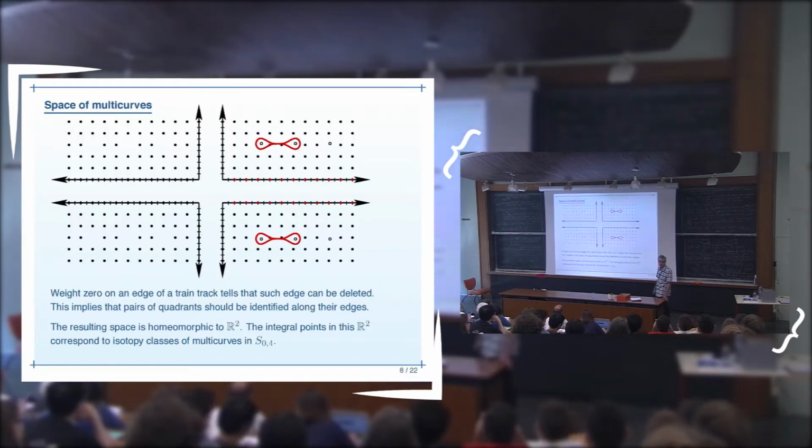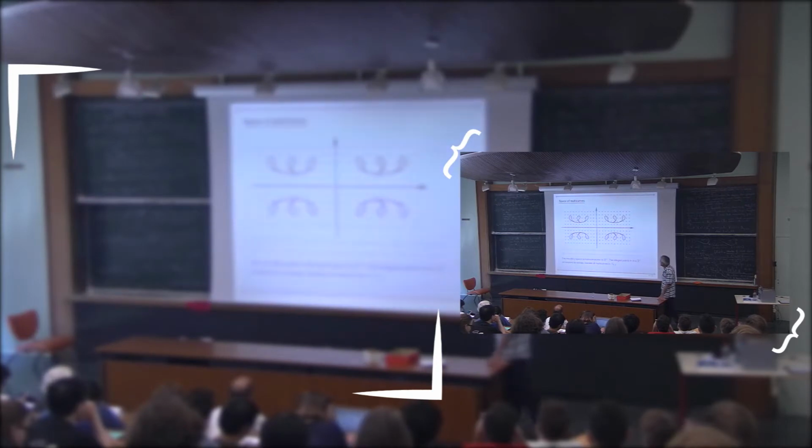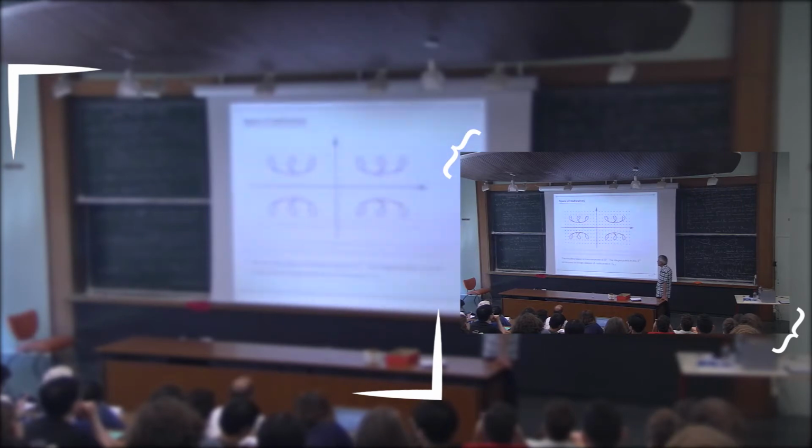We can deform the train track, so we can glue this side with this side. Gluing all together, we get a nice space homeomorphic to R2. And the integral points of this R2 correspond to isotopy classes of multi-curves in S04.